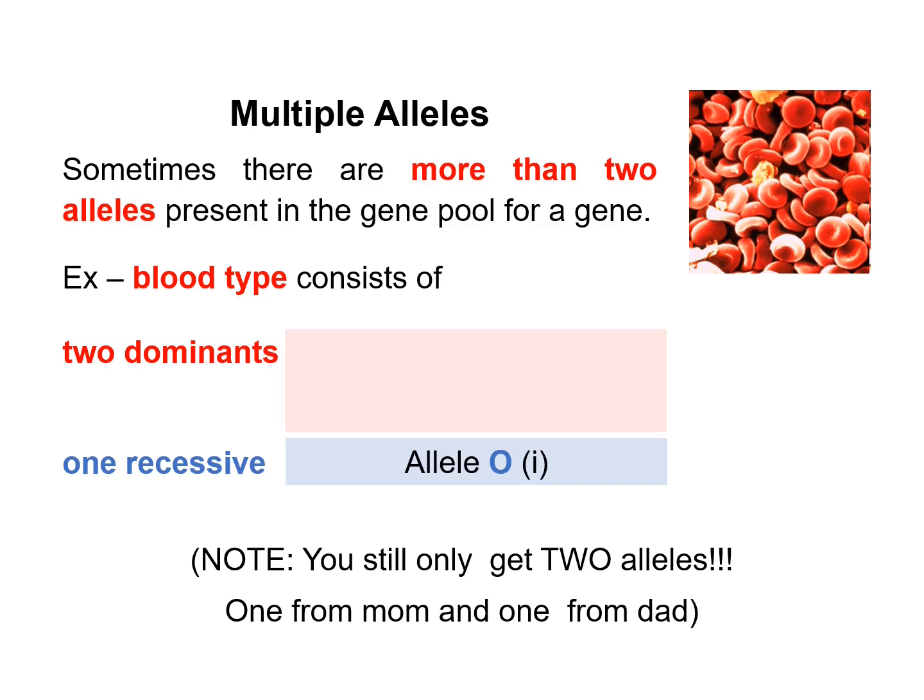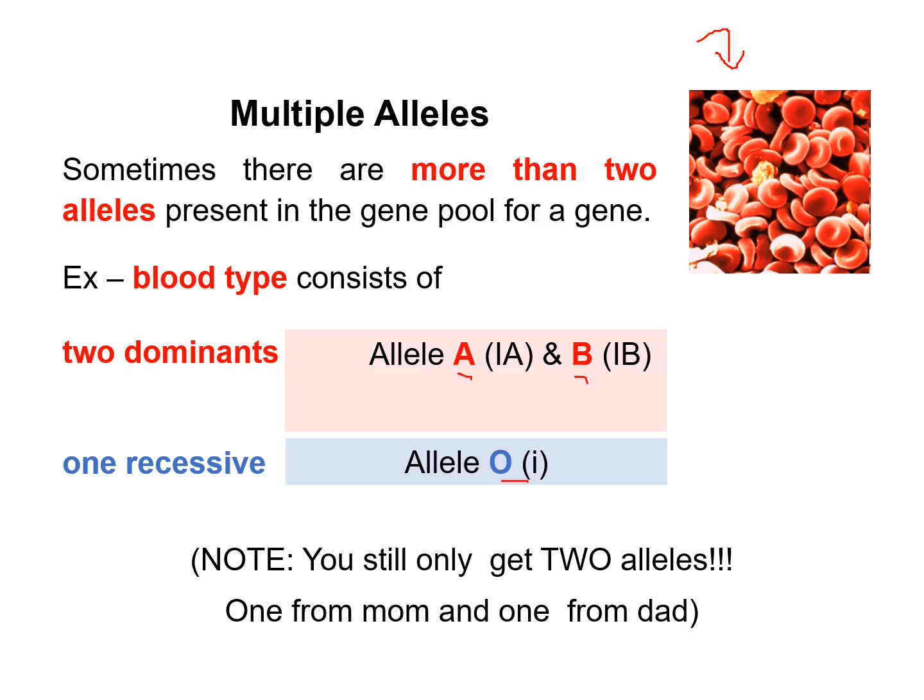And possibly the best example right now is this one, the blood types. In addition, although we have been studying two alleles, for example, the purple and the white flower, there are cases where there could be multiple alleles in the gene pool. And this is becoming more and more common. So, for example, in the blood types, you have two dominants, the A and the B, that are dominant over the recessive, which will be the O. In the next slide, I will show you the notation.